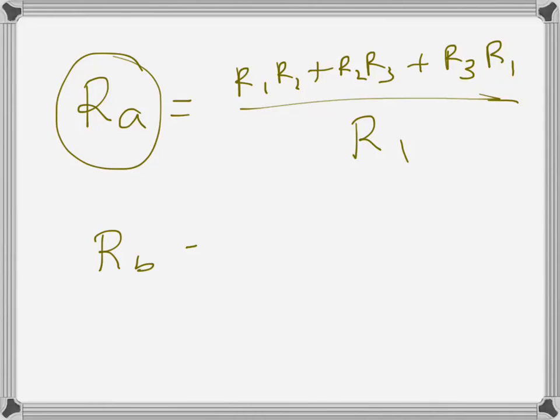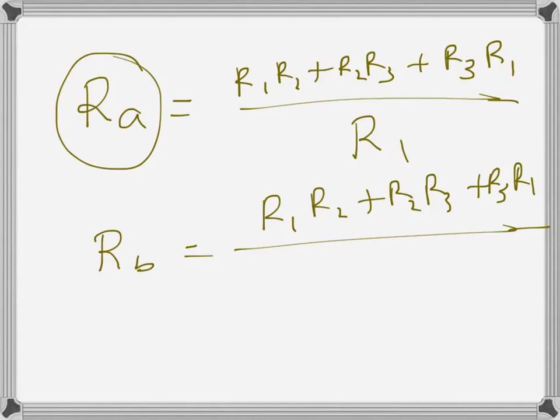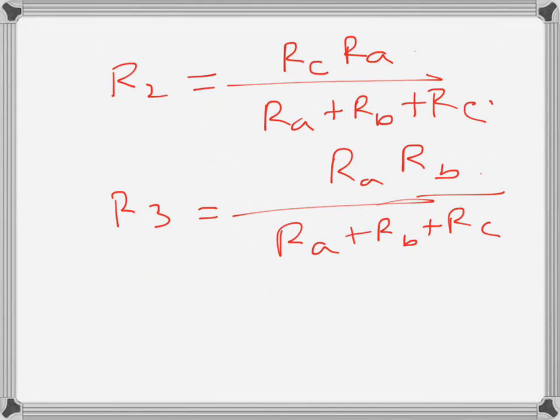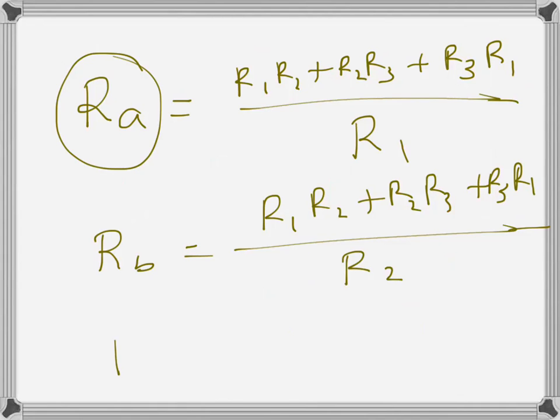Similarly for RB, the numerator will be the same, R1 R2 plus R2 R3 plus R3 R1, and in the denominator we will have, since we are trying to find RB, and RB here is connected between node N1 and N3. So if we look at the Y connection, N1 and N3 is R1 and R3. So it will be the one that is not connected to that node. So this one, which is R2, we will have R2. And for RC, we will again have the same thing here. I am not writing anymore.